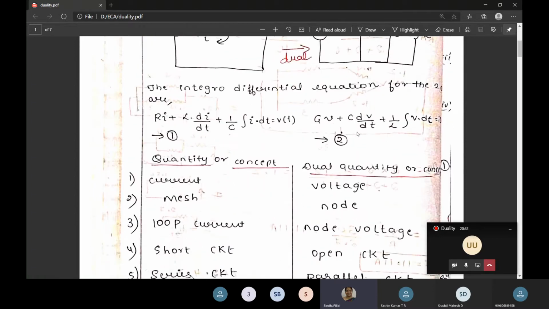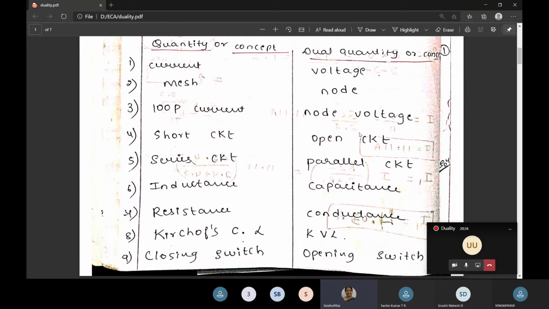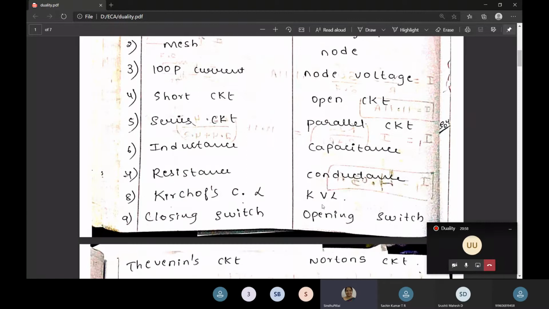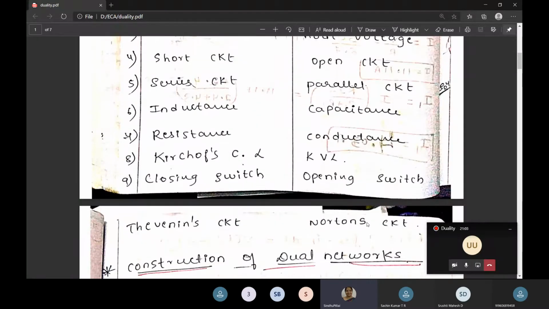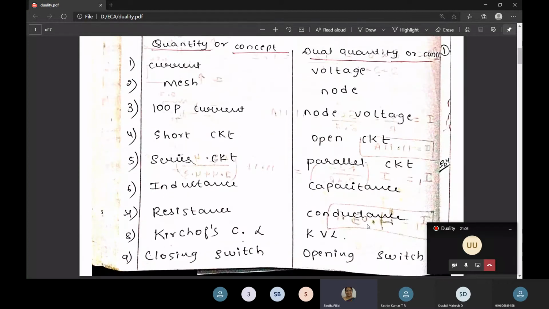So we will see what are the dual quantities. I have just put it in a table here. For the current, the dual is voltage. For mesh, it is node. If it is loop current, it is node voltage. If it is short circuit, it is open circuit. Dual of series is parallel. Dual of inductance is capacitance. Dual of resistance is conductance. Dual of Kirchhoff's current law is Kirchhoff's voltage law. Closing switch means opening switch. And the dual of the Thevenin circuit is the Norton circuit. These are some of the dual quantities given here.